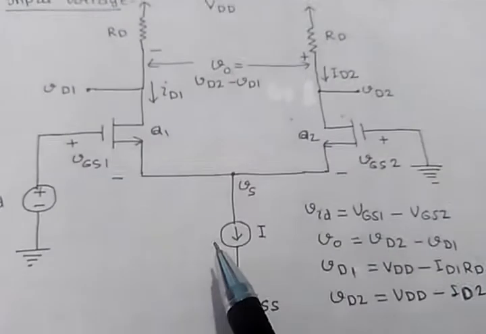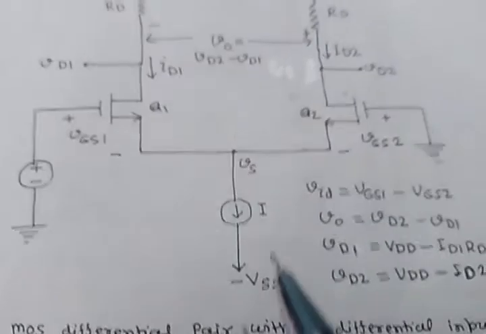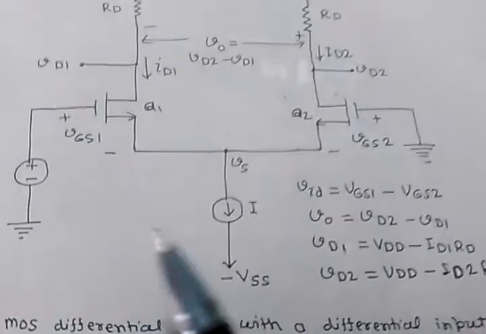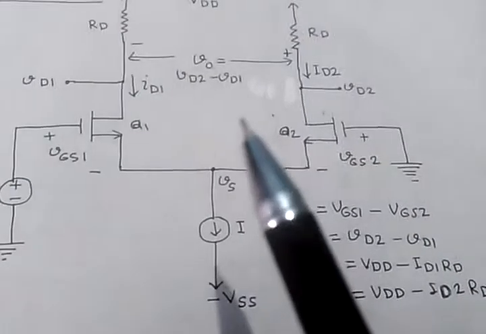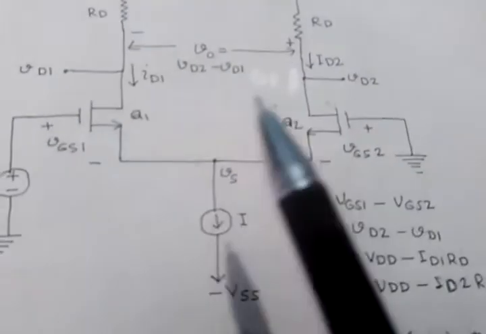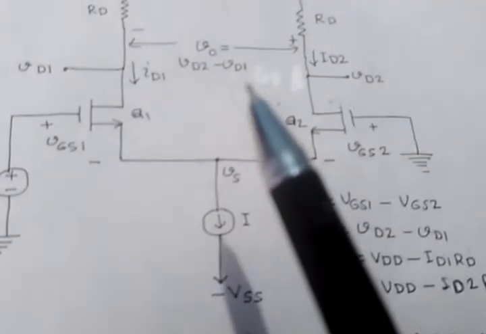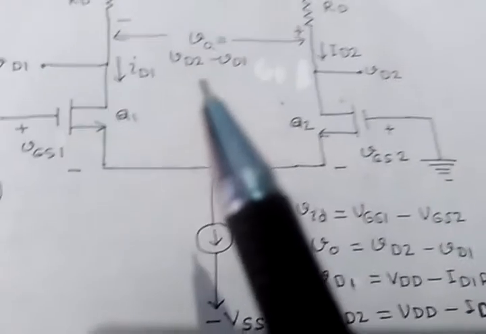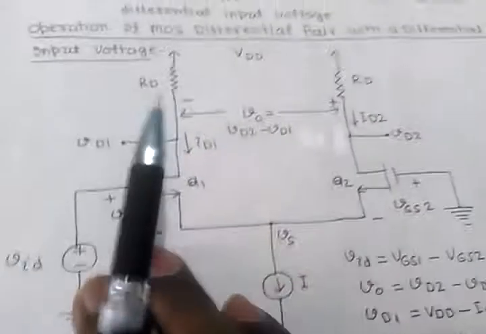It means if we apply a differential voltage at the two inputs, then we will get a voltage across the two drains. At the output of the differential amplifier we will get a voltage VO, which may be VD2 minus VD1 or VD1 minus VD2 according to our connection.